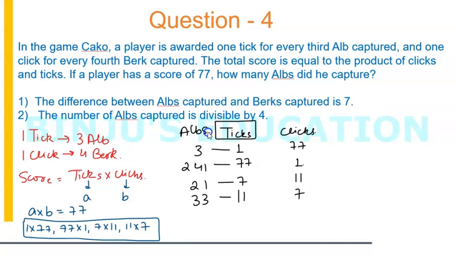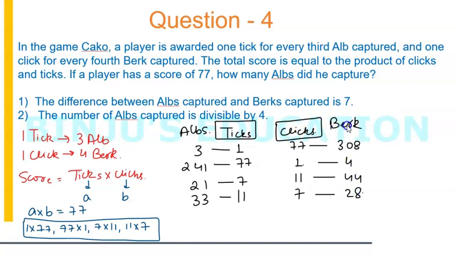Now let's see what the first statement says. The difference between alps captured. Okay, if I have written alps, let me write the bergs also first. So 77 into 4, so 70 into 4 is 280, 280 plus 28, so that is 308. This will give us 4, this will give us 44, and this will give us 28. Okay, so these are the possibilities for Berg also. If in case they have given any statement pertaining to Berg, then also we should know that.